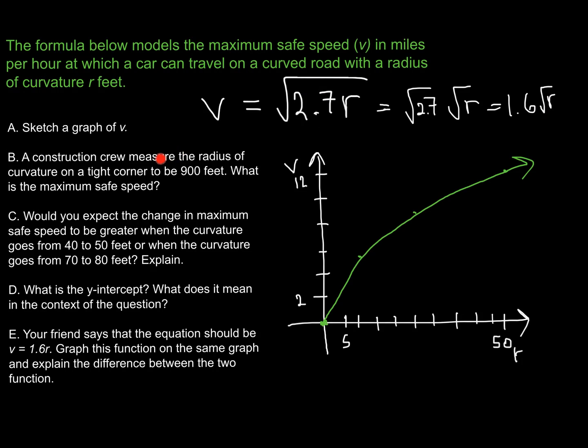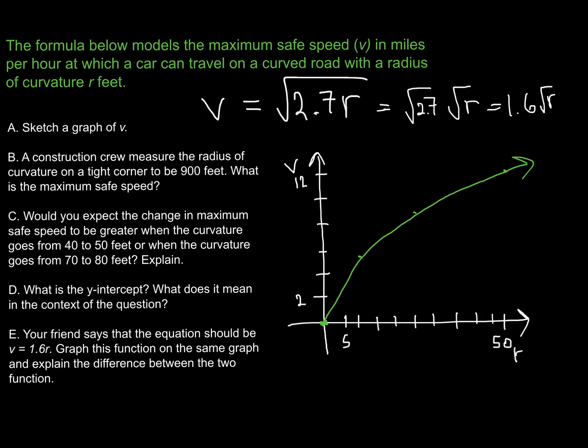Then go ahead and figure out, you'd plug in 900 into your function to figure out what your velocity would be if you had a 900-foot radius. Thinking about the change between 40 and 50 feet and the change between 70 and 80 feet. And here we're going to start to look at, well, as my radius is increasing, is my function changing more or starting to change less? And the shallower that it gets, the less it's changing.